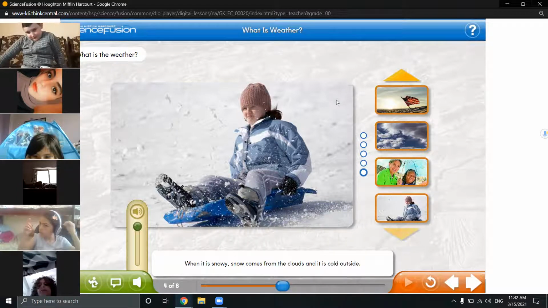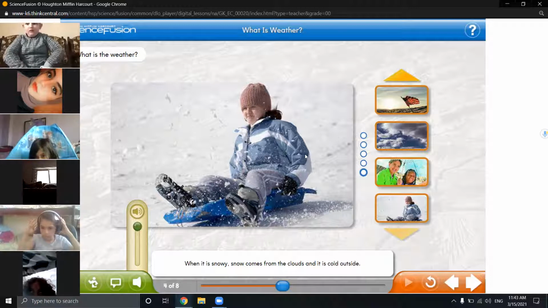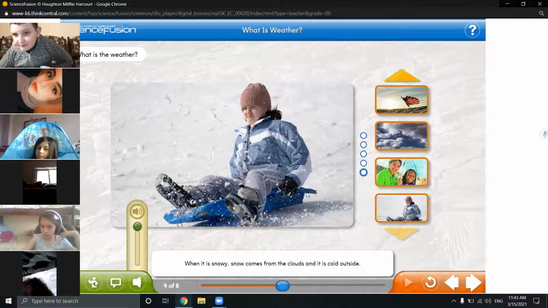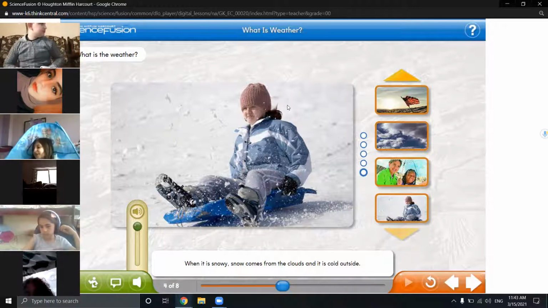Yes, Omar. If it is snowy, I will go up the street, and I will bring a slide. Okay, yes, a slide. Then I will go. Okay, you will slide or play with it. Yes, you did that. Your mother showed me a video about it. Okay, so snow comes from the clouds, and it is cold outside. So when it's snowy, the weather can be freezing, right?